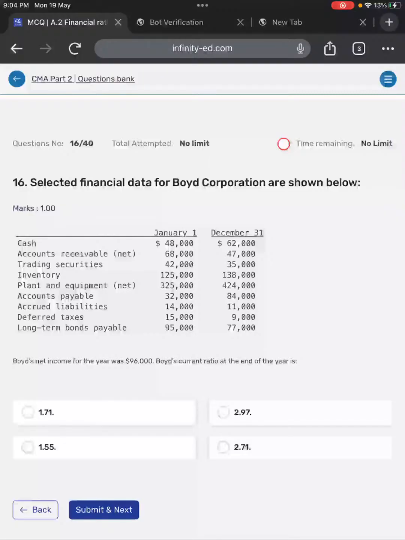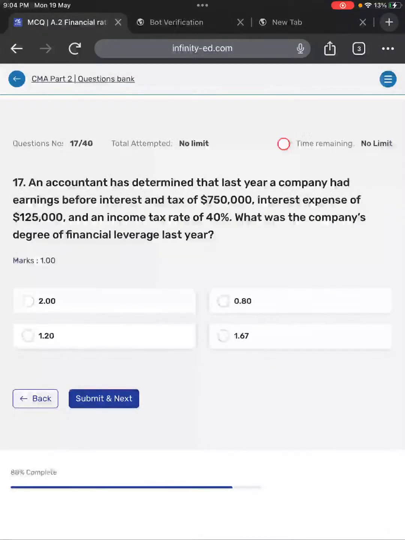This is the account payable, and accrued liability 11,000 plus deferred tax. Deferred tax is not current; we don't normally consider it, and total is 95,000. So 282,000 divided by 95,000. How much does it come to? 2.968. It means 2.97 is the correct answer. Okay.